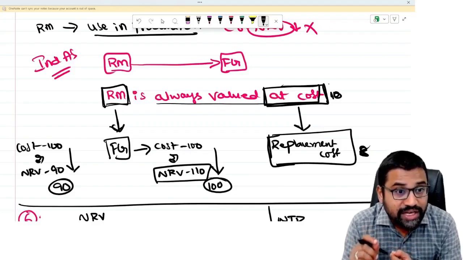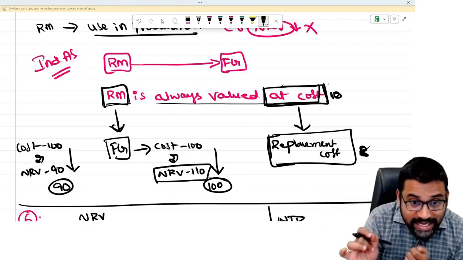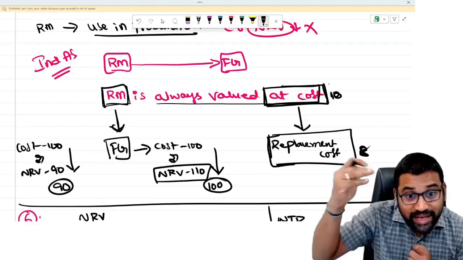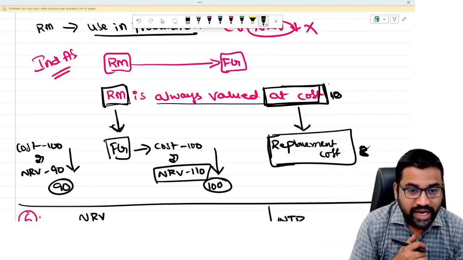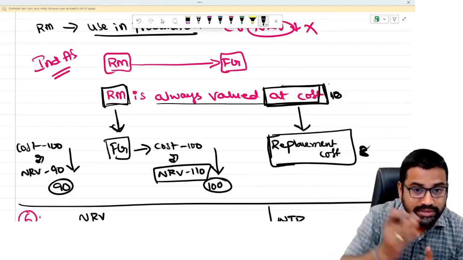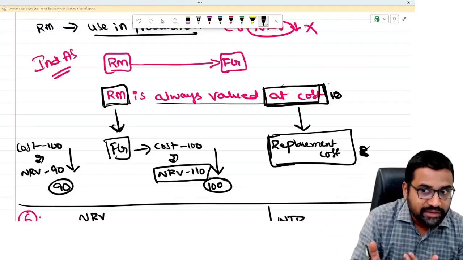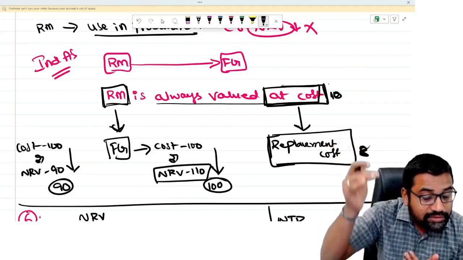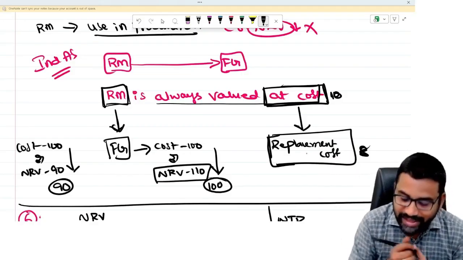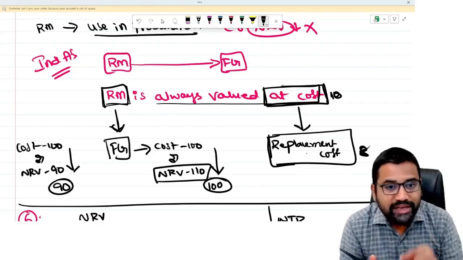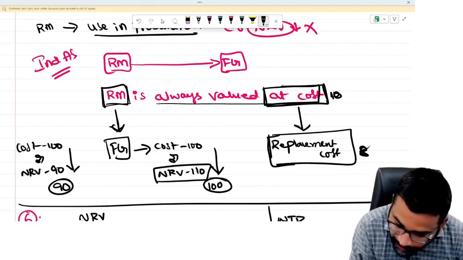Suppose the finished good is valued at cost or NRV, whichever is lower. Suppose cost is less than NRV, no problem, because NRV is more than cost. That means there is a demand for this finished good in the market, and at least I am able to sell it beyond cost. That is no problem. But the moment the finished good is valued at NRV, that means the NRV is less than cost, then you should bring the raw material to its replacement cost, provided the replacement cost is less than cost. See, I have given an example also.